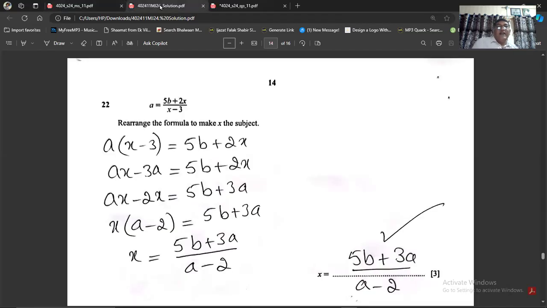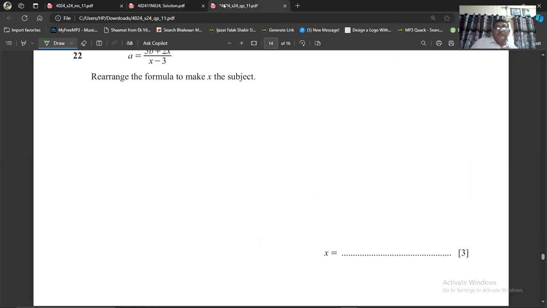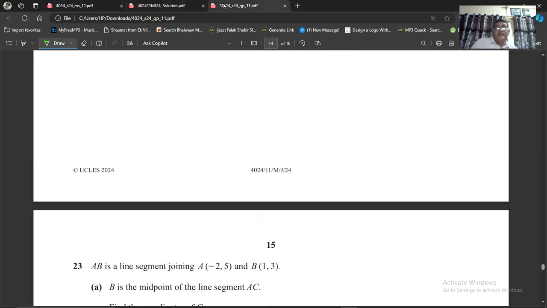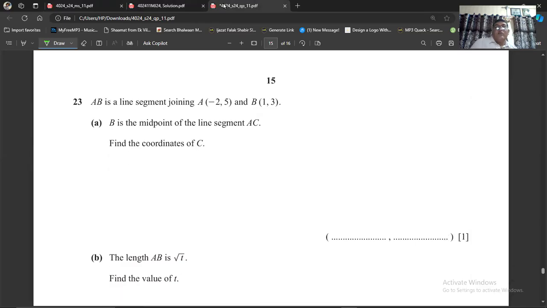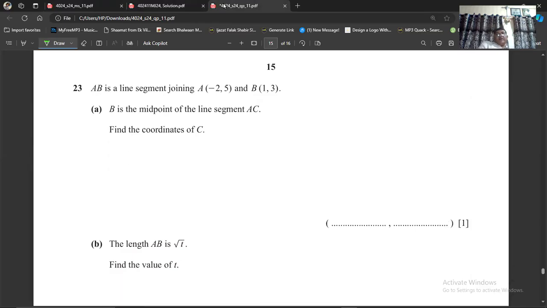So then we have, because this was how you do it, question number 22. So we are going to the next part. Okay. Then we have question number 23. He says AB is a line segment joining the point A, whose coordinates are minus 2, 5, and B, whose coordinates are 1, 3. B is the midpoint of the line segment AC. Find the coordinates of the C.